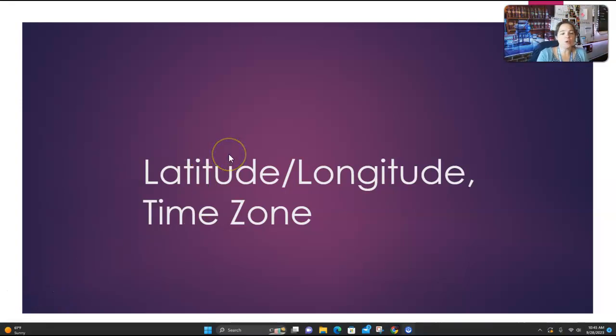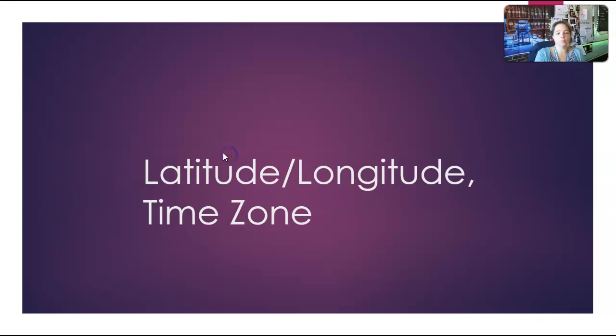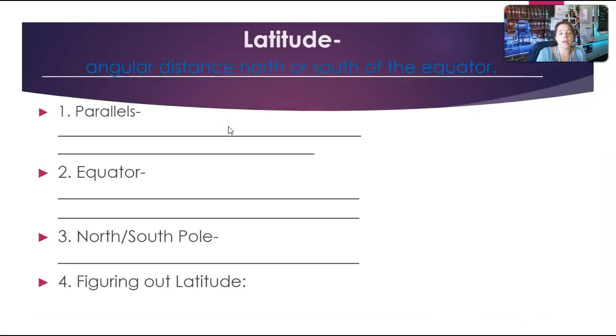Hello. So we are going to go over latitude and longitude. We'll do time zone later. Our latitudes. What is latitude? Latitude is the angular distance north or south of the equator. That means you're either up or you're down. And these invisible lines that we're going to talk about are called parallels.